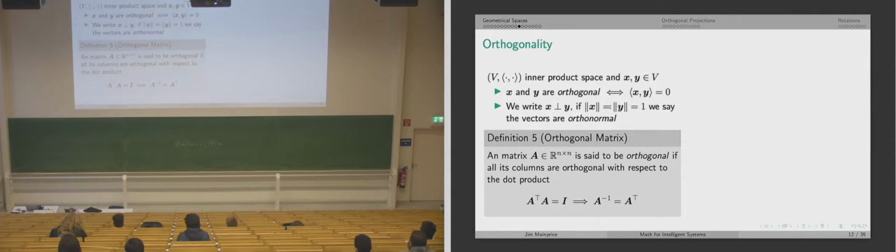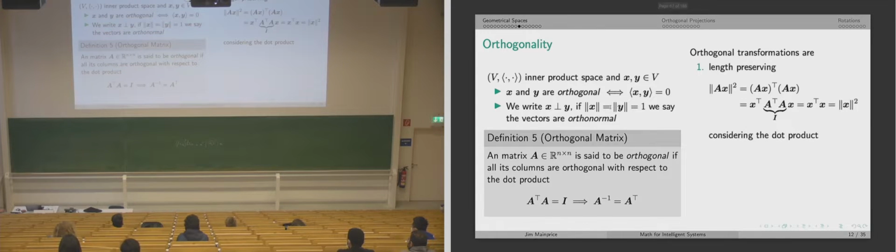And the property of the orthogonal matrix is that its columns are orthogonal with respect to the dot product. So if you take two columns of that matrix, their dot product is always going to be 0. Of course, these are only square matrices. So orthogonal transformations are length preserving. So check out that derivation, also quite important there.